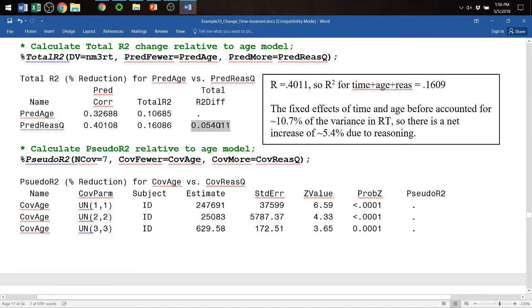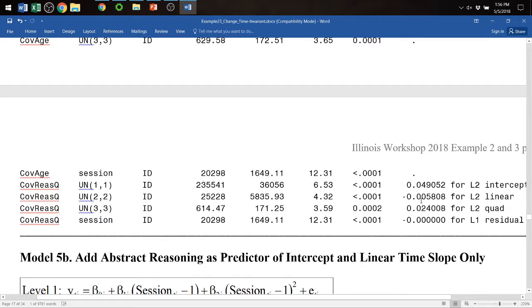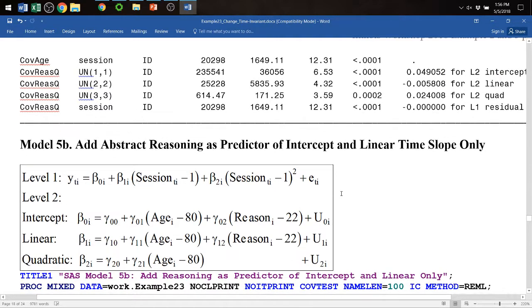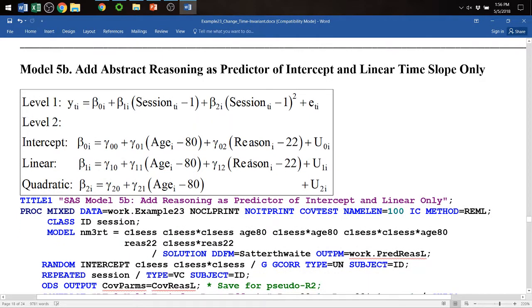So picked up another 5% of the variance in reasoning. Here's my pseudo R-squares. And this is an example of what can happen and why they're called pseudo. I got 5% of the intercept that remains after controlling for age. My slope variance went up. My quadratic variance, I got 2.4% that remains after controlling for age. And my residual bounced just a tiny little bit. So now I'm taking out reasoning as a predictor of the quadratic.